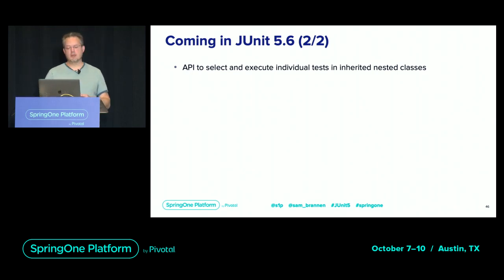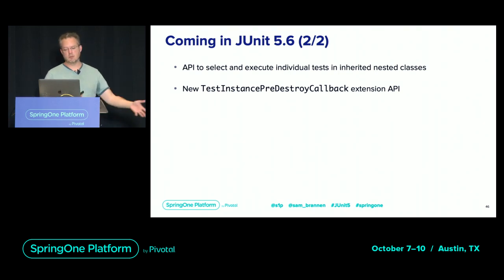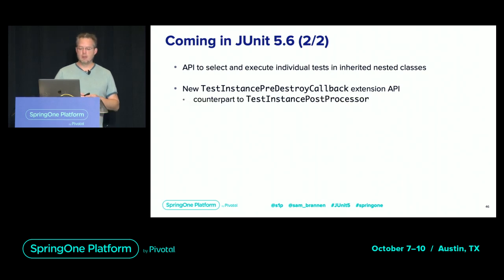Also support for selecting individual test methods and inherited nested classes. A new extension API interface for a test instance pre-destroy callback. So when the test instance is basically being thrown away, you have a callback to clean up if you need to. That's a counterpart to the existing test instance post-processor.